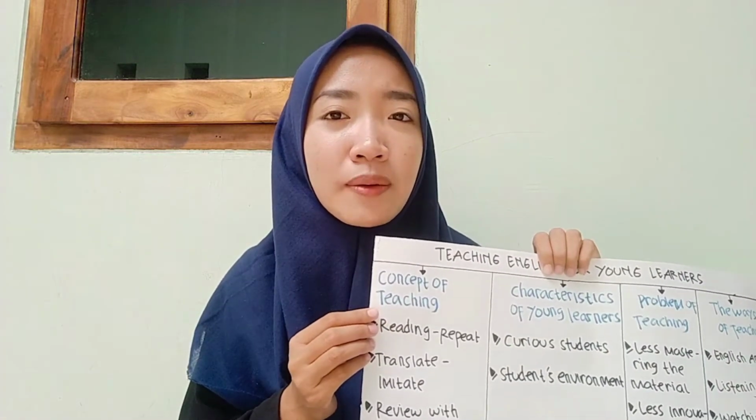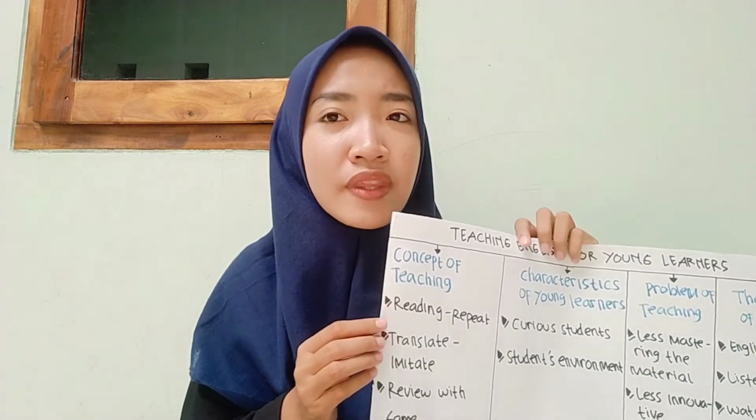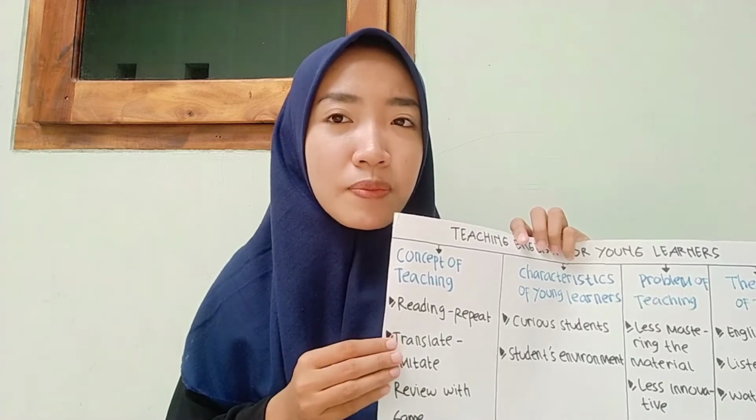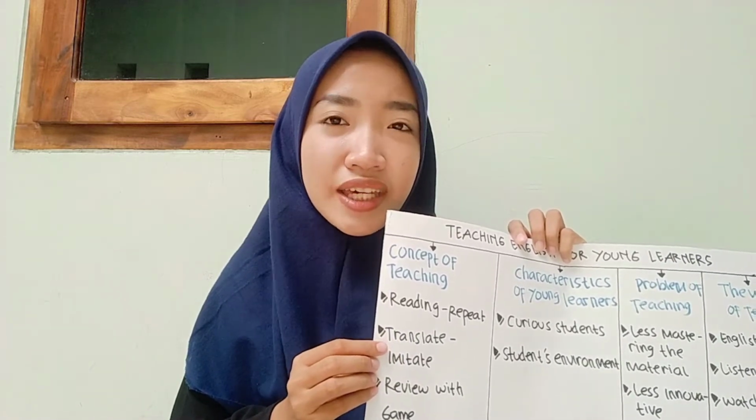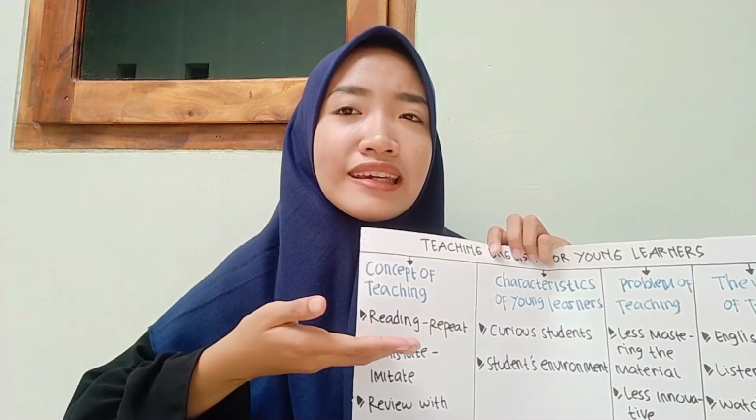Anyways, in this video, I'm going to talk about English teaching for young learners, exactly for the elementary stage. In the first point, we are going to talk about the concept of teaching, and I have divided it into 3 points here. Number 1 is reading and repeat, the next is translate and imitate, and the last is review with game. Okay, for number 1, reading and repeat. Reading becomes a certain way when we teach the students. So I will give you an example of this point.